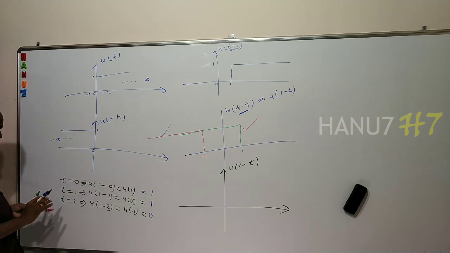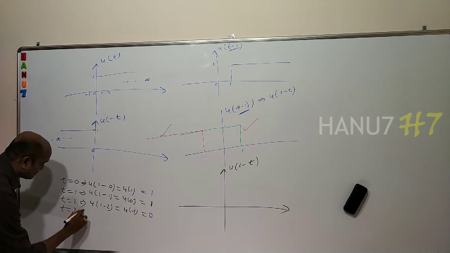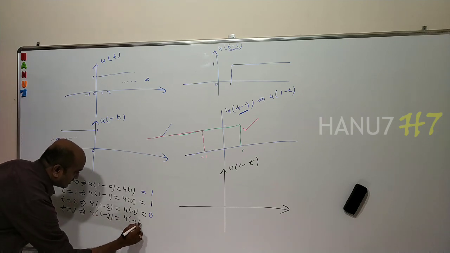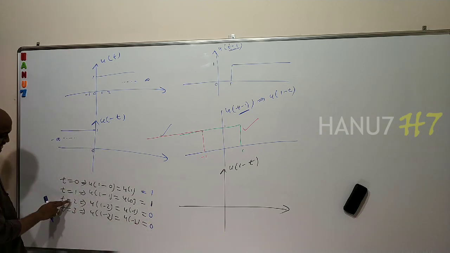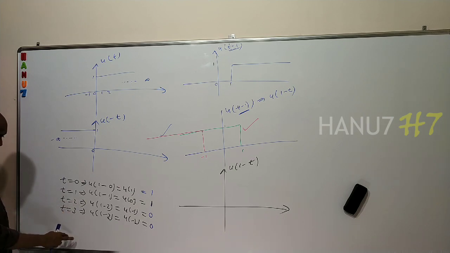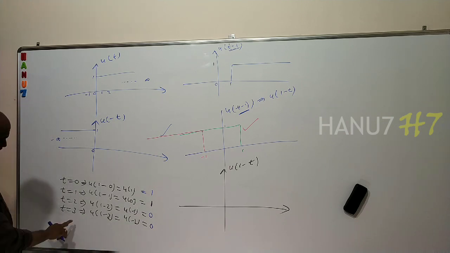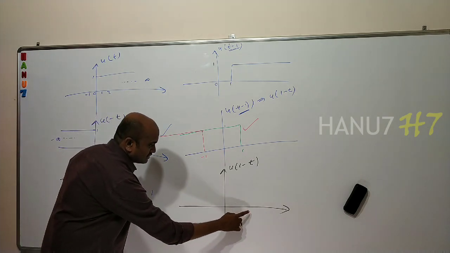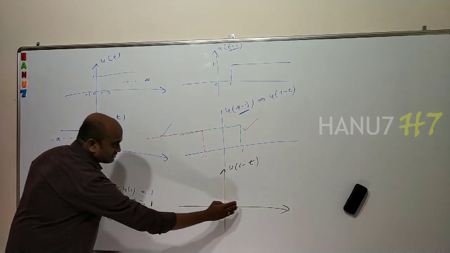Similarly, if you go with t is equal to 3, u of 1 minus 3, that is equal to u of minus 2, which will also become 0 again. So for any value greater than 2, like 3, 4, 5, 6, up to infinity, the answer is going to become 0 only. So we will stop calculating at 3. I have calculated at 0, 1, 2. From 2 onwards it is becoming 0.